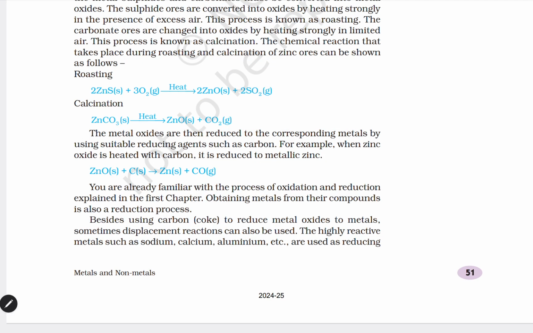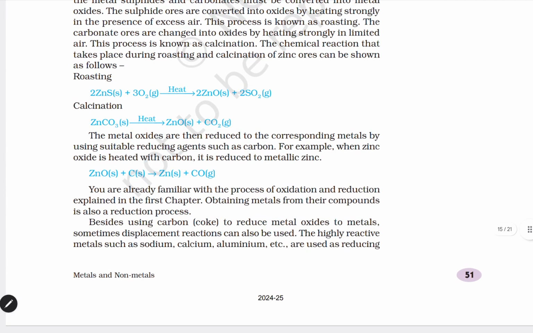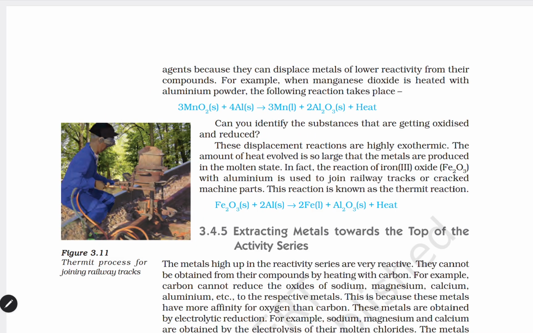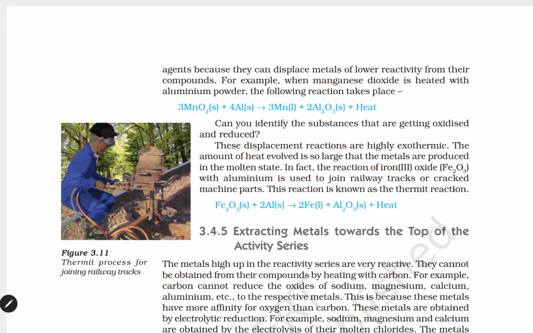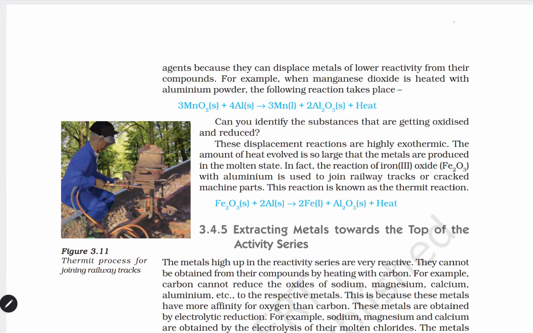So you can use this procedure, or sometimes we can use carbon to reduce the metal oxides to metal. Sometimes displacement reactions can also be used. Highly reactive metals such as sodium, calcium and aluminium are used as reducing agents. They displace the metals of lower reactivity from their compounds. For example, here manganese oxide is taken and it is heated with aluminium powder.